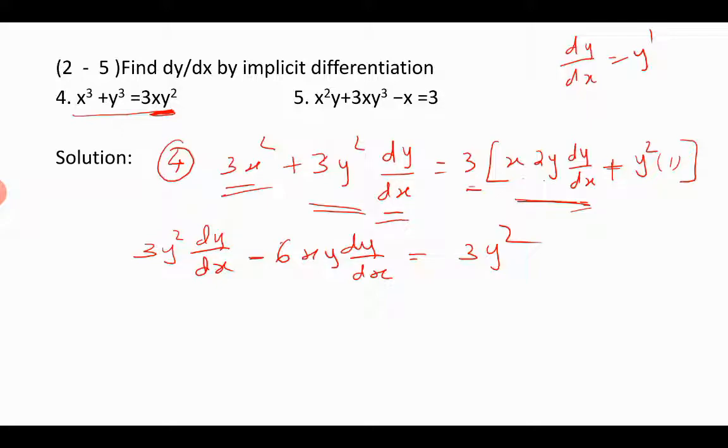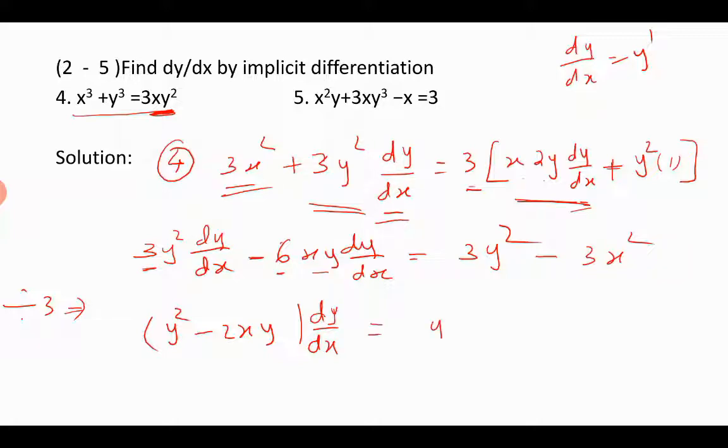This 3x square will join here, 3x, and 3 is a common term. You can divide by 3 and take dy by dx outside. So this term will be y square minus 2xy, the coefficient of dy by dx. This 3 has been divided, this is negative 2xy, y square here, dy by dx is common. On the right side it is y square minus x square. Therefore dy by dx is y square minus x square divided by y square minus 2xy.